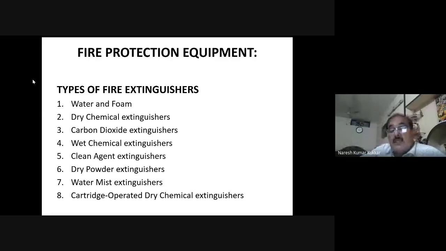And then there are cartridge operated dry chemical extinguishers. So these 8 types of extinguishers are used, but these are smaller, and when there is a bigger industry, there is a requirement for something bigger. That is called a fire hydrant system.